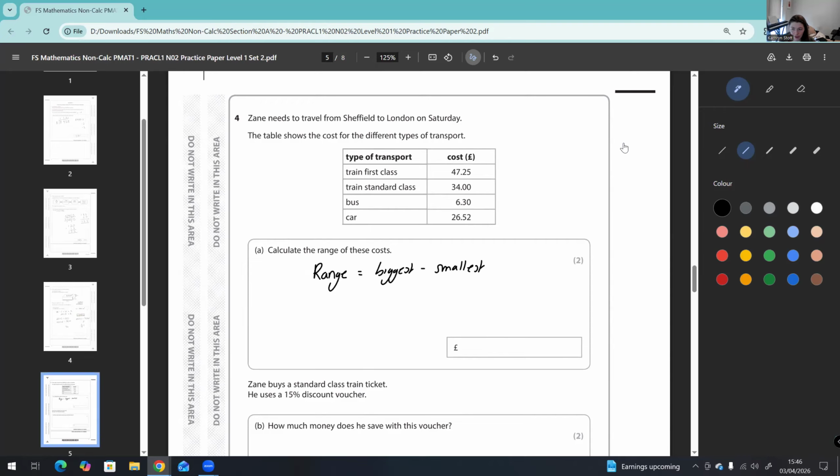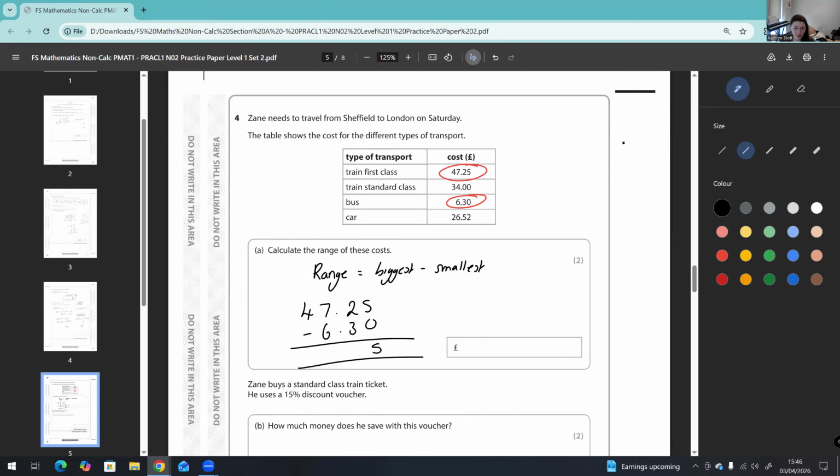So let's find our biggest number. It is going to be 47.25. Let's find our smallest, £6.30. So let's do a takeaway. So 47.25, take away £6.30. 5 take nothing is 5.